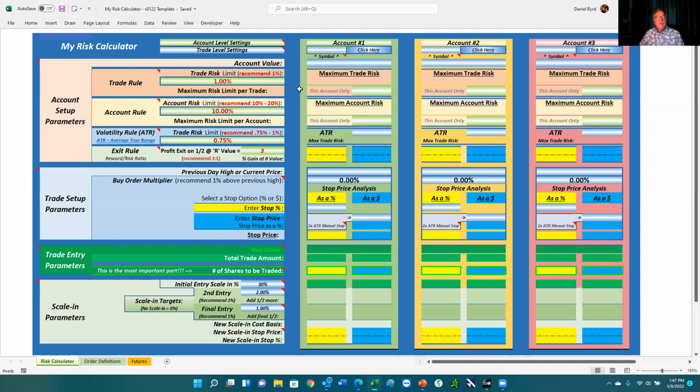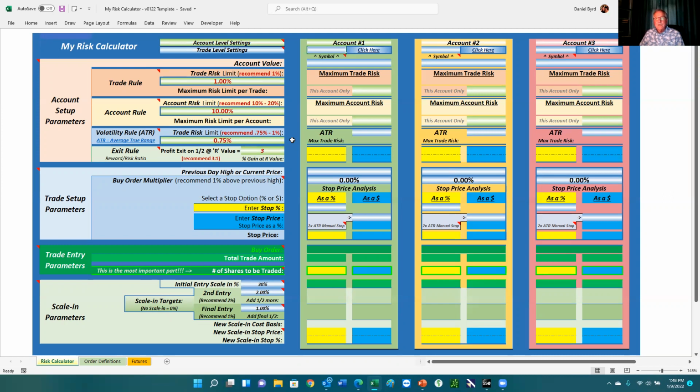There's a trade rule. The trade rule is never risk more than 1% of your account on any one trade. The account rule is never risk more than 10% of your total account. And the volatility rule is based on the volatility of the stock, because each stock has a different volatility profile. Some can move faster than others. This will manage that as well. The spreadsheet will take the most conservative of these 3 rules and then calculate the number of shares that you can buy.